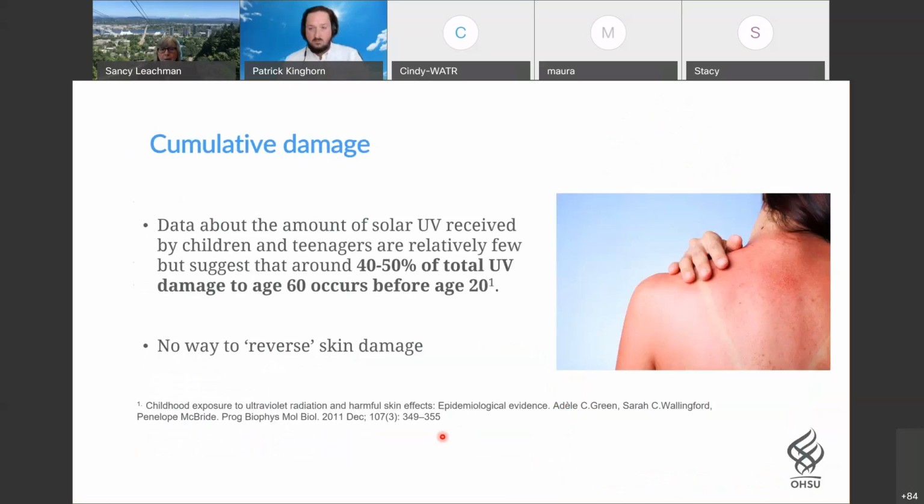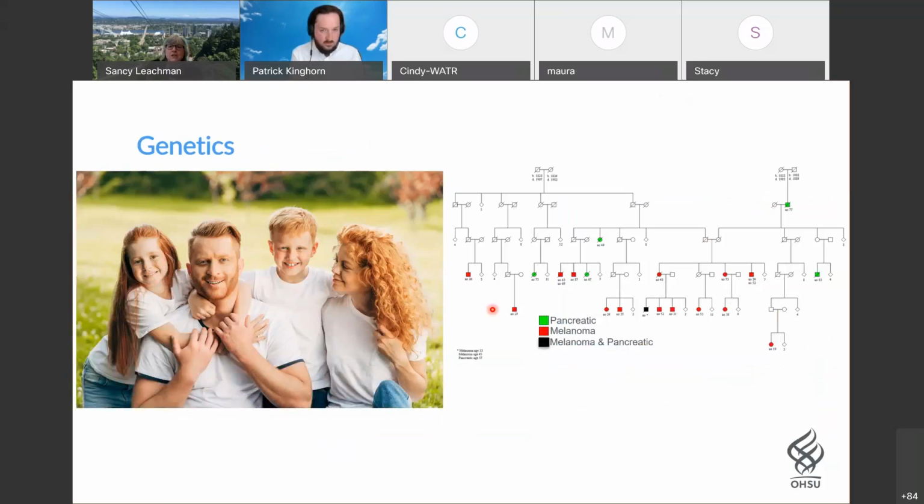So it's a cumulative damage, as I mentioned, and it's important to know that it's estimated that 40 to 50% of the total UV damage that happens in an individual happens before age 20, but that doesn't mean that you're not continuing to get additional damage after that period of time, and once it's happened, there's no way to reverse it.